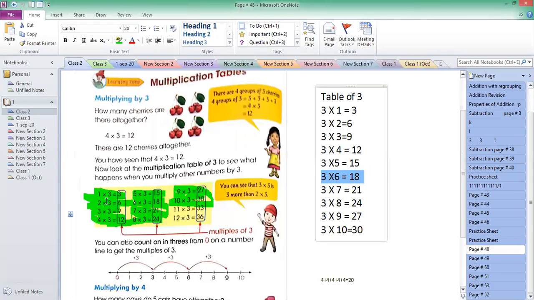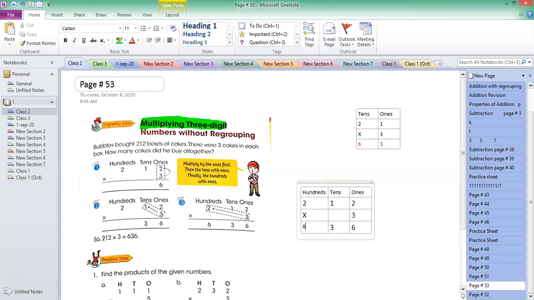3 multiplied by 2. 6. The answer is 6. Why are you taking that much time? 6. Guys, you should know the table. Otherwise, it will be a problem for you to solve these questions.